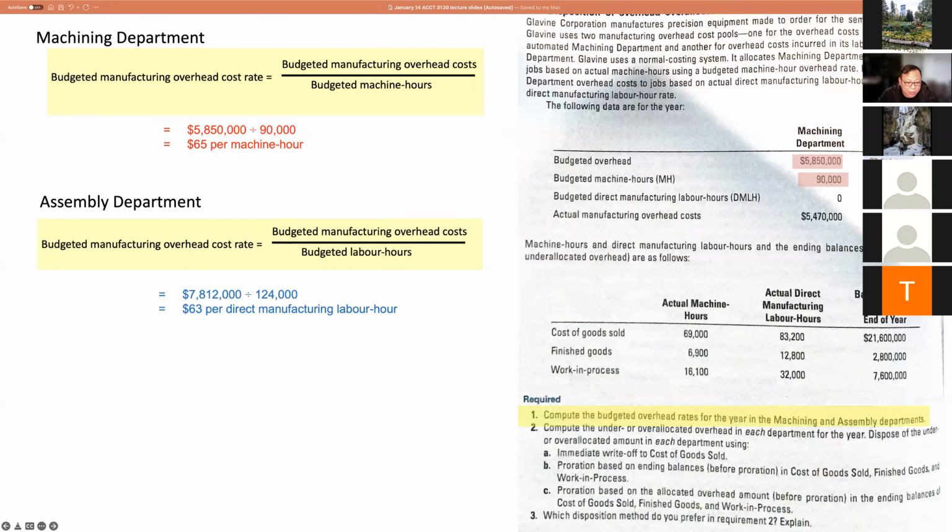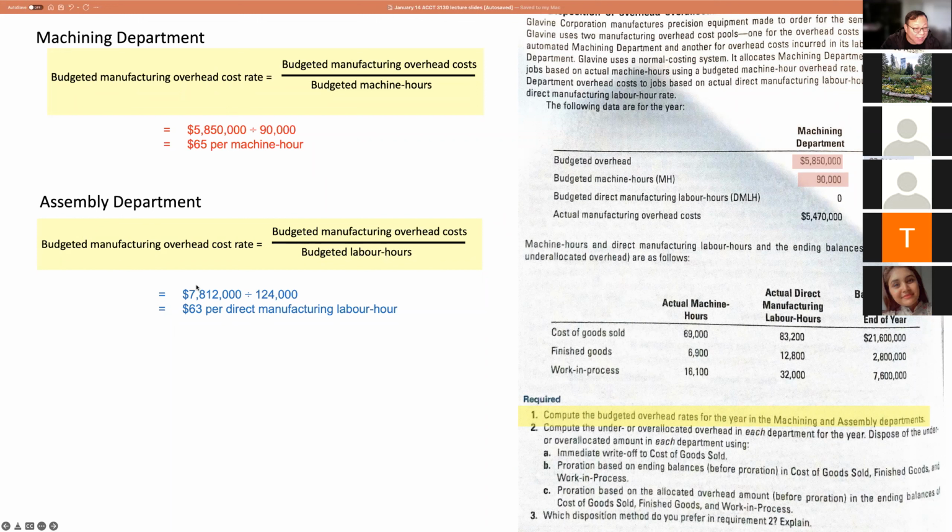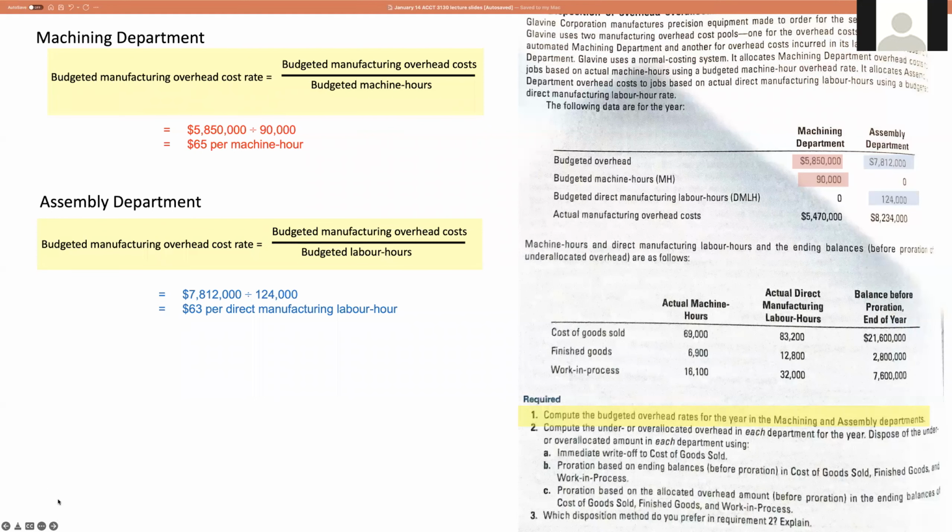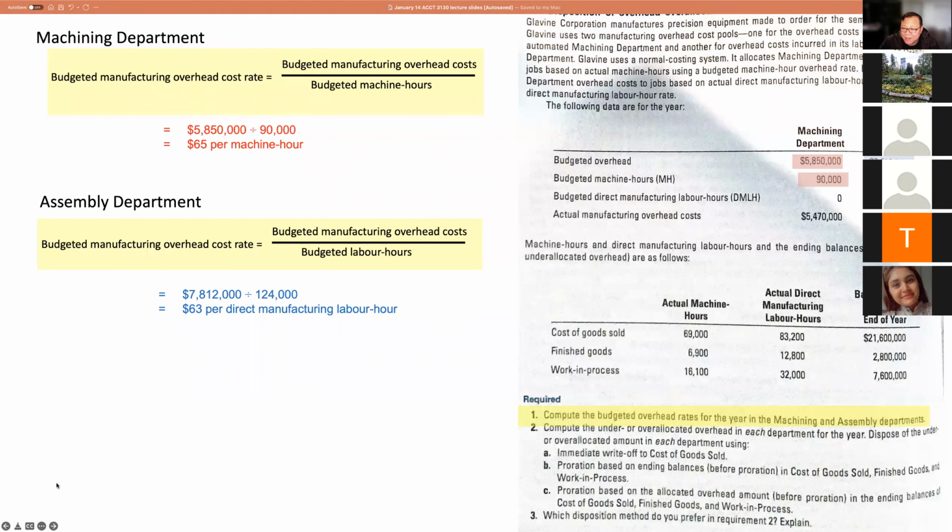Now it's the bluish color. Because now it's the assembly department, and remember, this is the direct labor heavy department. So you are using direct labor as the base, right? The budgeted direct manufacturing labor is 124,000, and it worked out to be $63. Okay, that's the rate. Do we have any questions on the first question? Is this pretty easy?